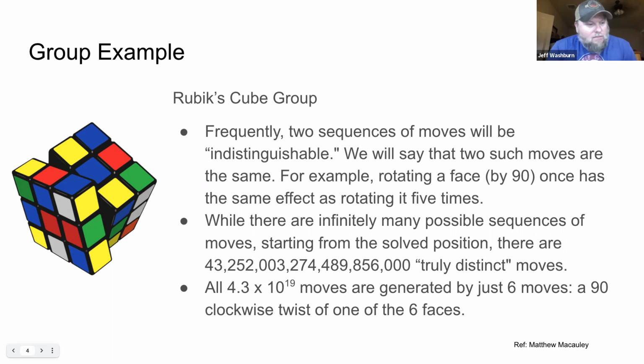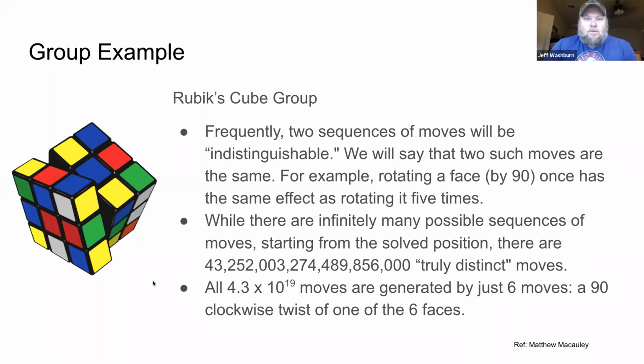There's an infinite number of possibilities on the Rubik's Cube, but there are truly distinct moves that can be done. If you think of a map of the solved state, there are only so many moves you can do without repeating. In the end, there are 4.3 times 10 to the 19th moves generated by just 6 moves, the clockwise twist of the six faces.